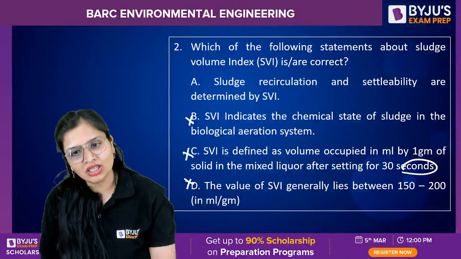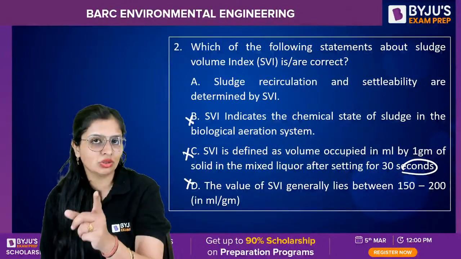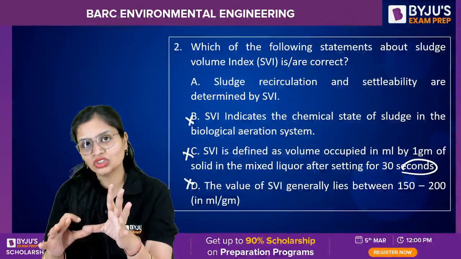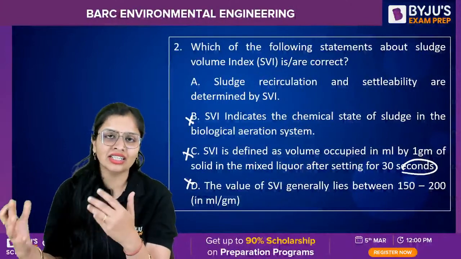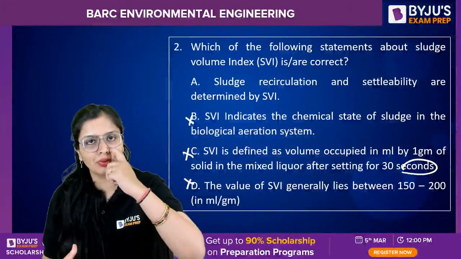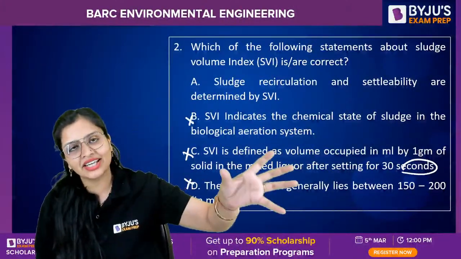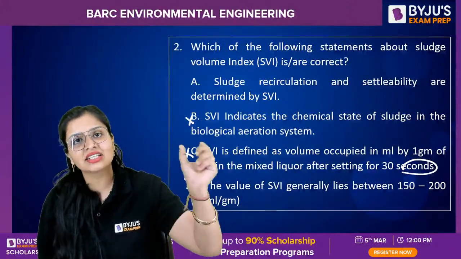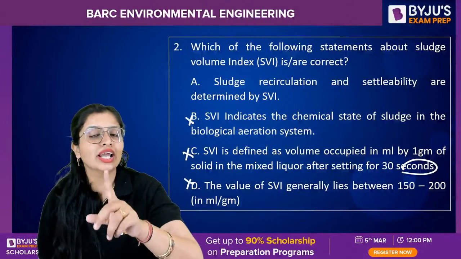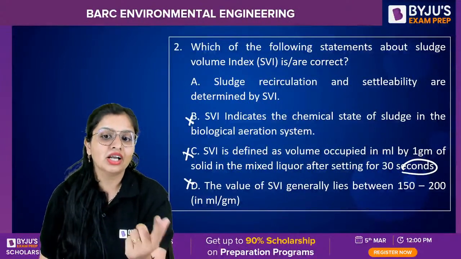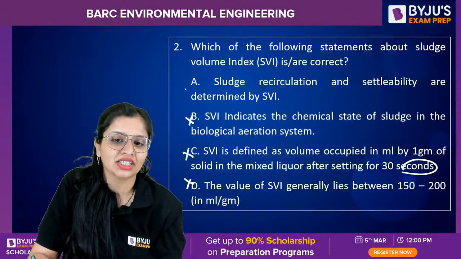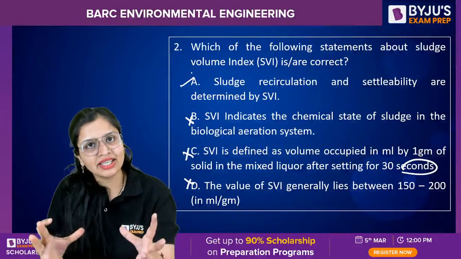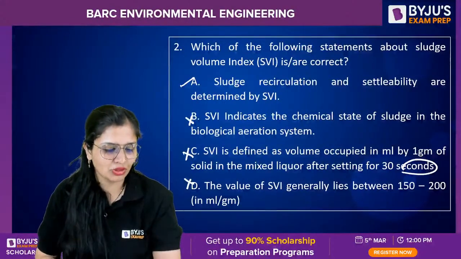If you remember sludge volume index, one question related to it can be asked in other ways. If you remember, go and search in the previous lecture of the environment question series for BARC. I have taken that sludge volume index helps in the recirculation part. So here also, sludge recirculation. So guys, the same thing can be asked in a different conceptual manner.